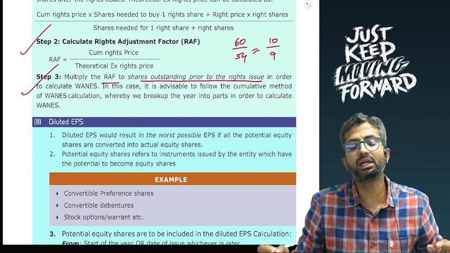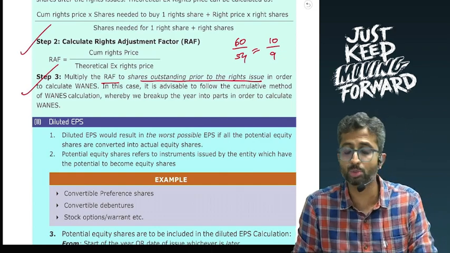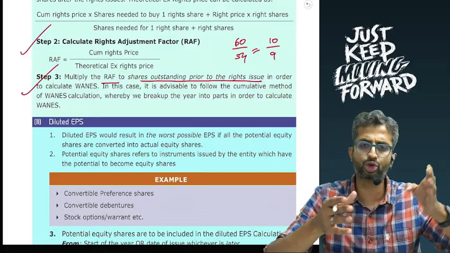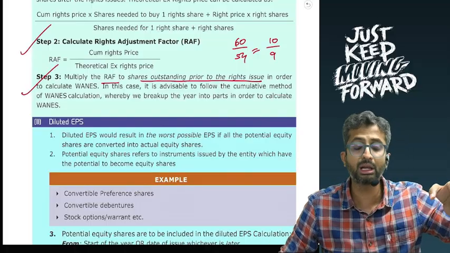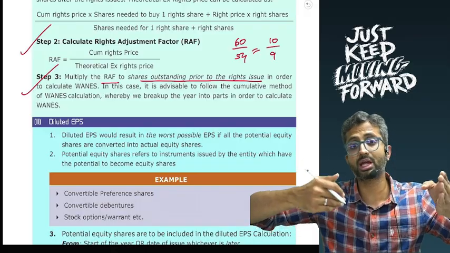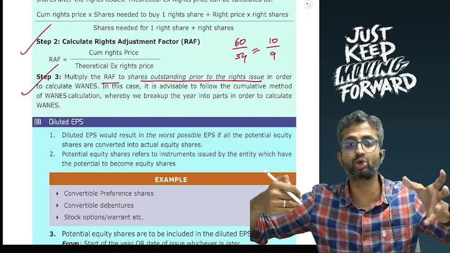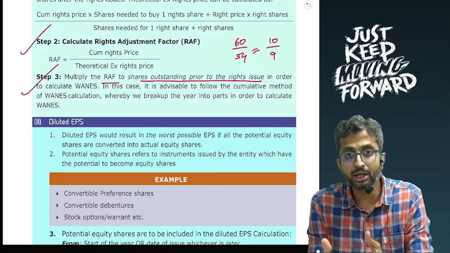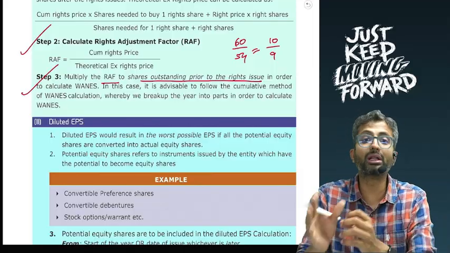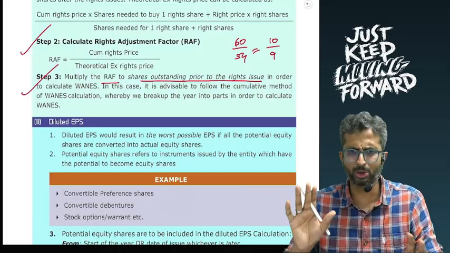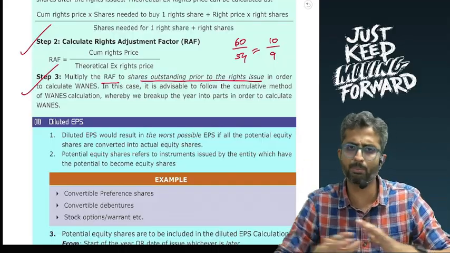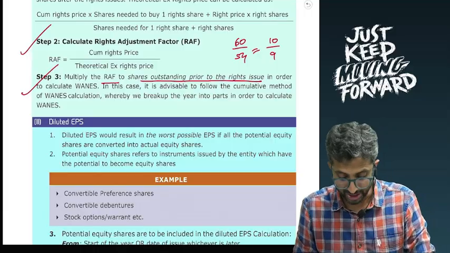Typically, in case of right shares, if basic EPS is to be found, we usually find the basic EPS using the cumulative approach. So there are 10,000 shares, for example, for 2 months, then another 2,000 right shares are issued, so 10,000 into the rights adjustment factor into 2 by 12, and then 12,000 into, let us say, 10 by 12. Again, just listening to this is a little confusing. You do it with numbers and it will flow through very seamlessly.